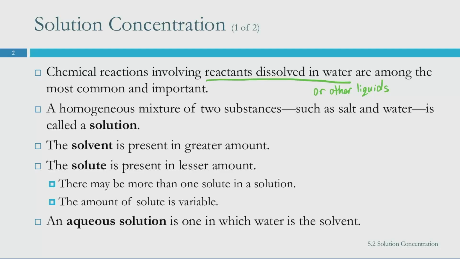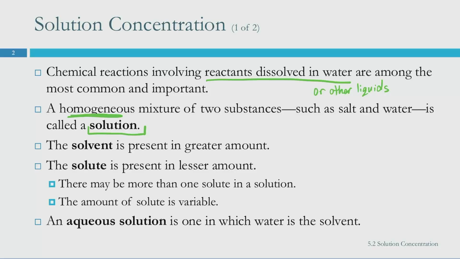A homogeneous mixture of two substances, it has to be a homogeneous mixture of two substances, is called a solution. It does not necessarily have to be a solid in a liquid. It can also be a liquid in a liquid. It could be a gas in a gas. It could be a solid in a solid. It could be a gas in a solid. Any of the states, basically, that you can think of, you can make a solution with those two states.